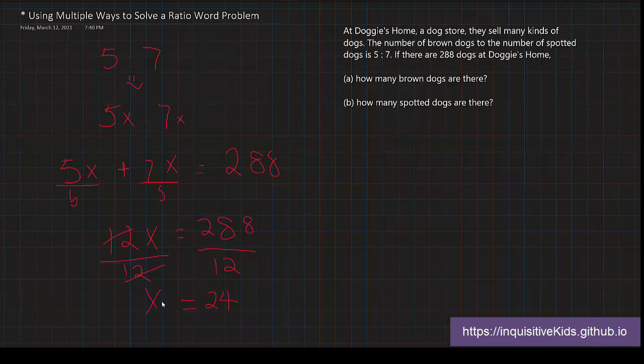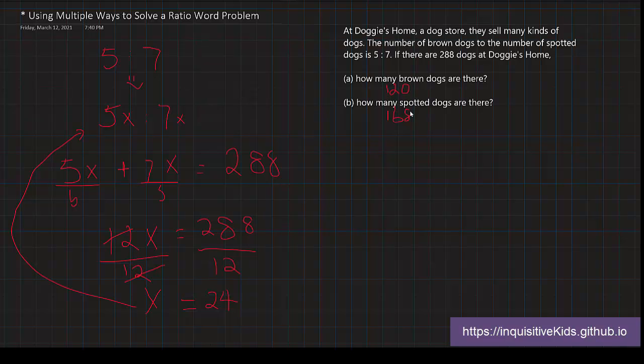So, since now we know that x equals 24, we have to remember to multiply this back in the ratio. The number of brown dogs is equal to 5 times x, or now 5 times 24, which would give us 120 brown dogs. And the number of spotted dogs would be 7 times 24, and that gives us 168. So our answers are 120 brown dogs and 168 spotted dogs.